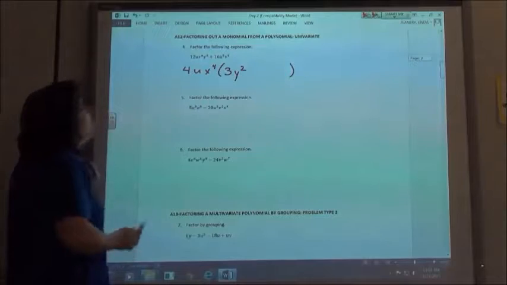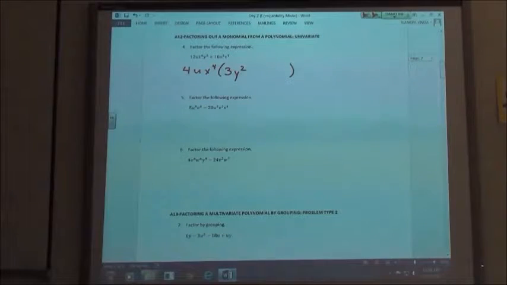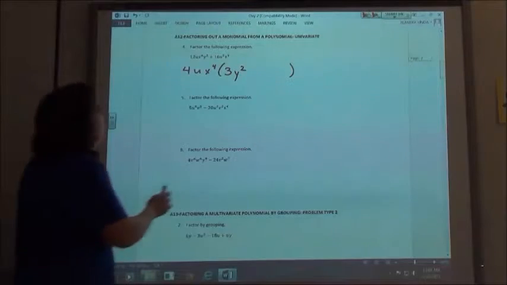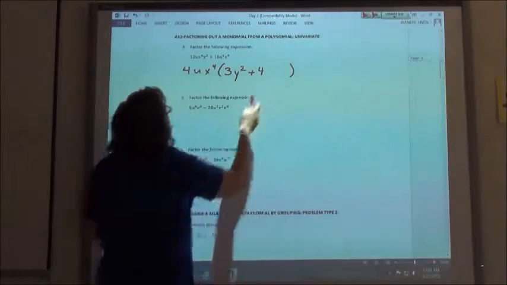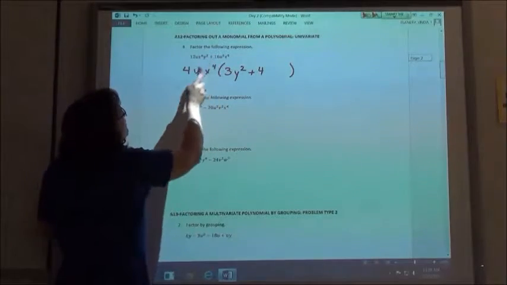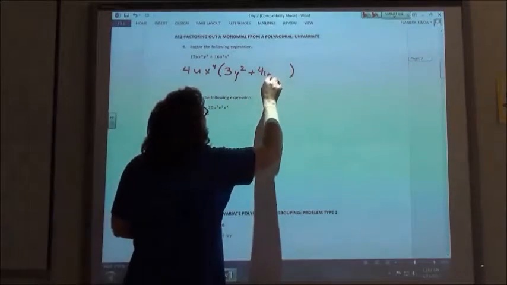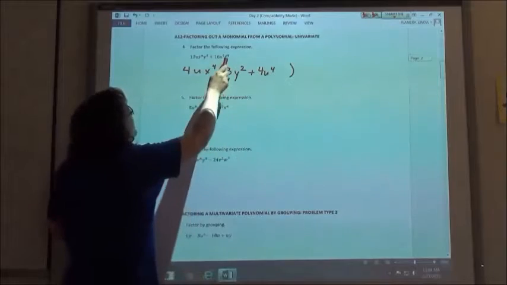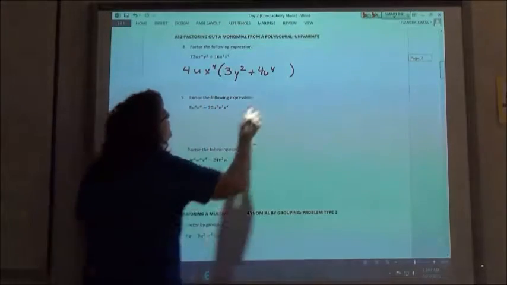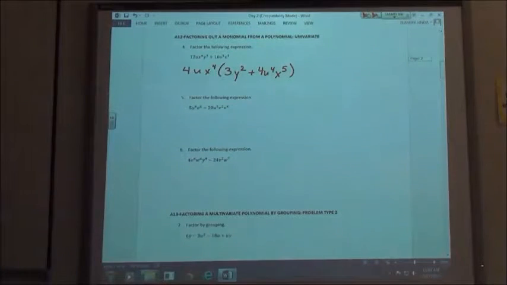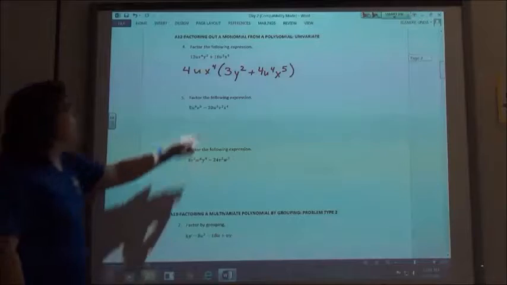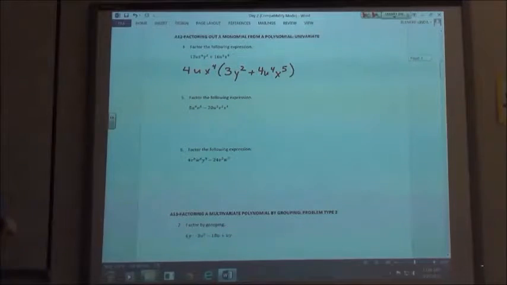So if I took 4ux to the 4th times 3y squared, I get 12ux to the 4th y squared. Plus 16 divided by 4 is 4. I had u to the 5th, I took out a u, so I have u to the 4th. I had x to the 9th, I took out x to the 4th, so I have x to the 5th. And so if I took 4ux to the 4th times 4u to the 4th x to the 5th, I would get the 16u to the 5th x to the 9th.